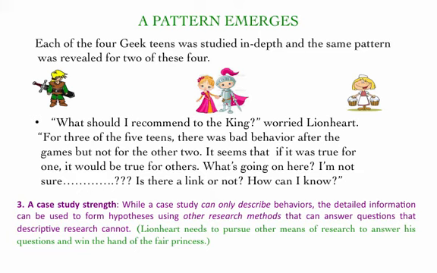A pattern emerges. Each of the 4 Geek teens was studied in depth, and the same pattern was revealed for 2 of these 4. What should I recommend to the king? Worried Lionheart. For 3 of the 5 teens, there was bad behavior after the games, but not for the other 2. It seems that if it was true for one, it would be true for others. What's going on here? I'm not sure. Is there a link or not? How can I know?